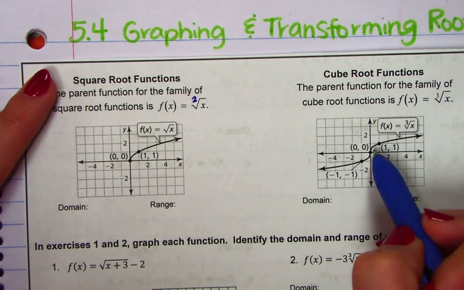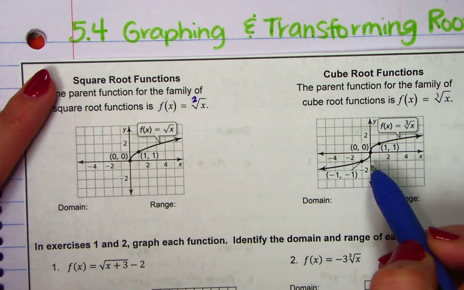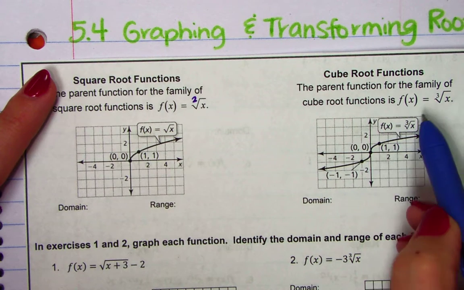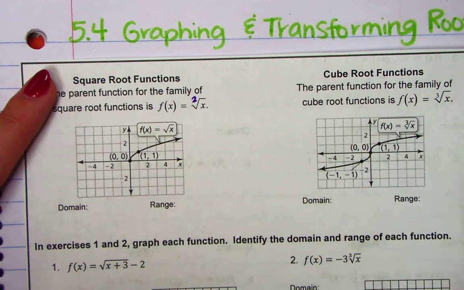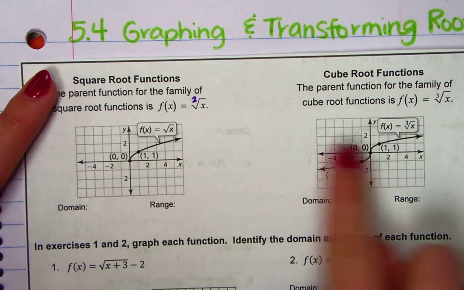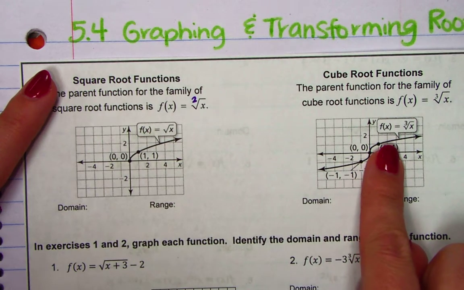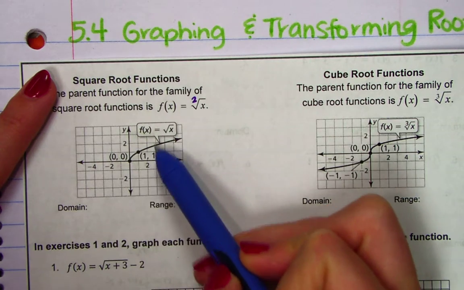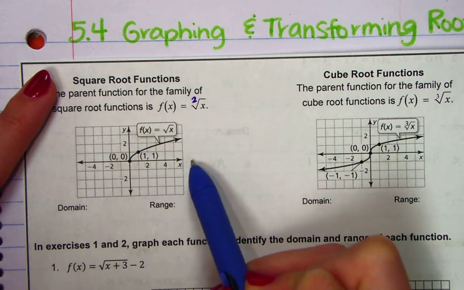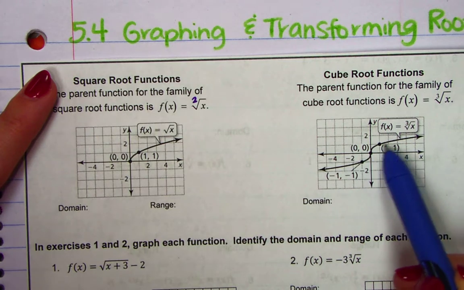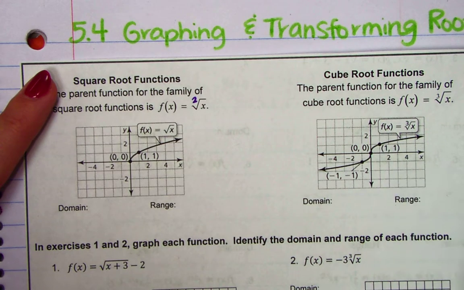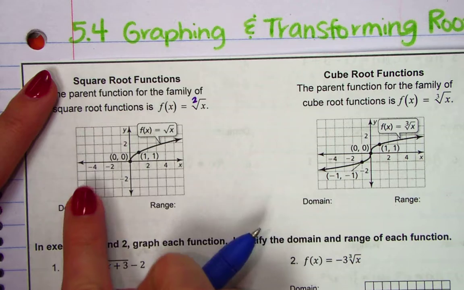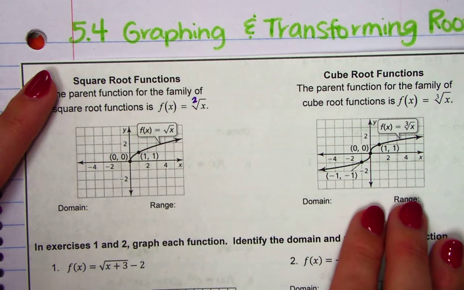Whereas cube roots, they can be negative or positive, right? It doesn't matter because that's something times itself 3 times. It can be positive or negative. Okay, so that's the main difference. Otherwise, they look a lot similar. Square root's also a little bit bigger, farther from the x-axis, whereas cube root's a little bit flatter, a little closer to the x-axis. And we're going to talk a lot about domain and range.